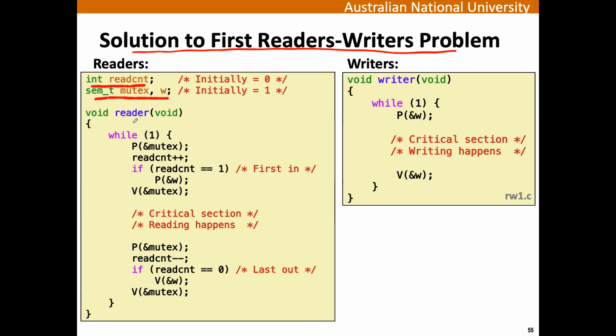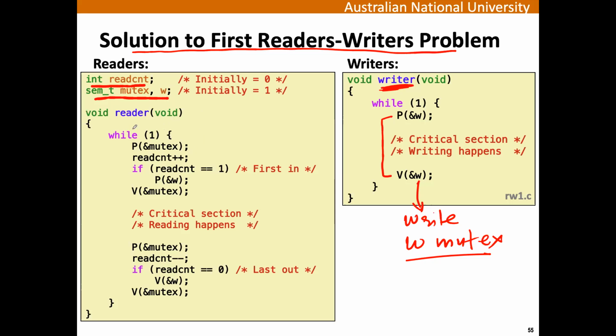So let's look at the writer first, which is easy. The writer just uses the W mutex and P and V operations to protect the critical section. Okay, easy. So we need that. W stands for writing. So whenever you want to write something, you use the W mutex to protect the critical section, because while a write is going on, we don't want the readers to read at the same time.